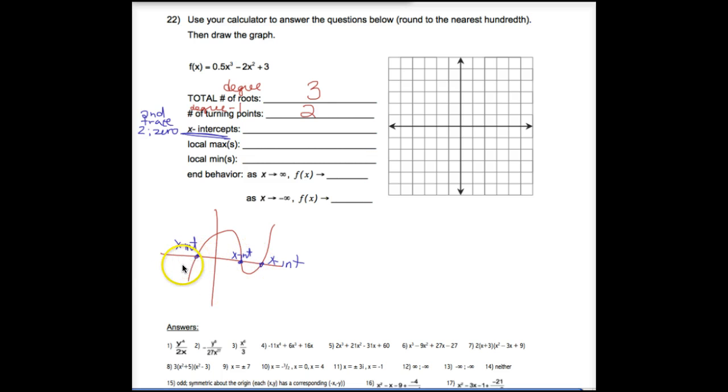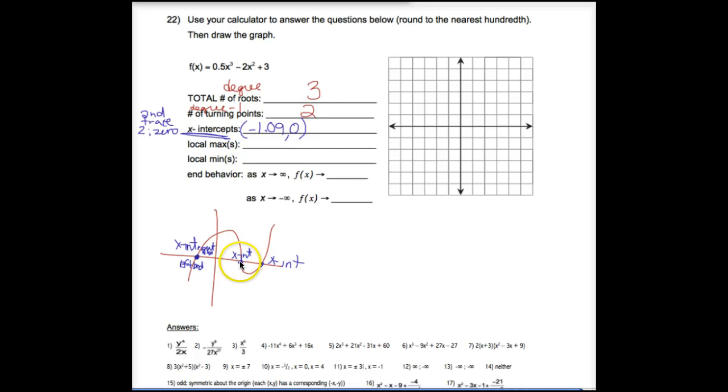So on this leftmost x-intercept, when it says left bound, that's here. This is the left bound. So move your blinky over here somewhere and press enter. Then your right bound is right here. So move your blinky over here and press enter. Then it'll say guess, press enter a third time. It should give you this x-intercept, which is negative 1.09. And of course, the y-coordinate is 0 since it's an x-intercept.